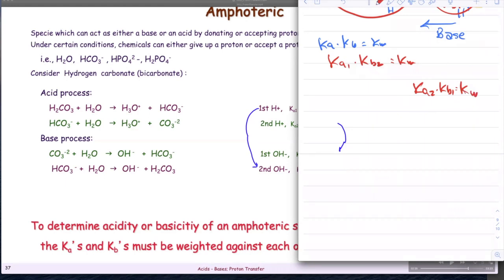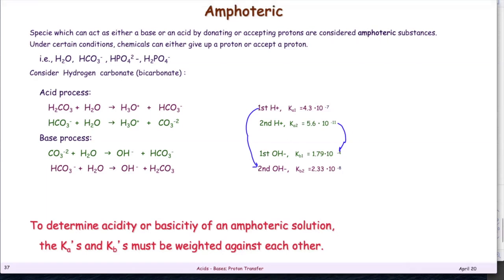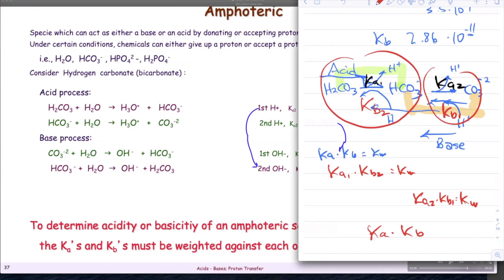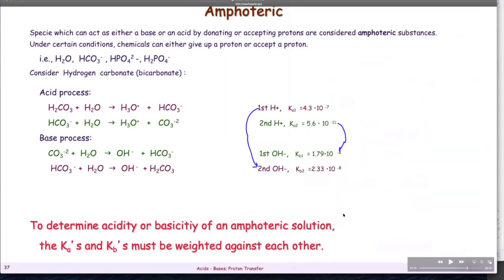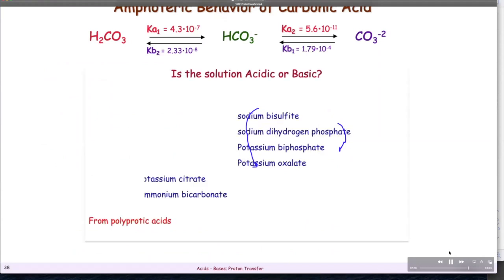So it's only the conjugate pairs that form this relationship between Ka and Kb. In other words, you can't use the Ka1 here and relate it to the Kb1 here, because according to this, the Kb1 and the Ka1 are not conjugate pairs of each other. They're not conjugate pairs. That's why you can't do that relationship. They have to be conjugate pairs. So that's one thing that I want you guys to see.